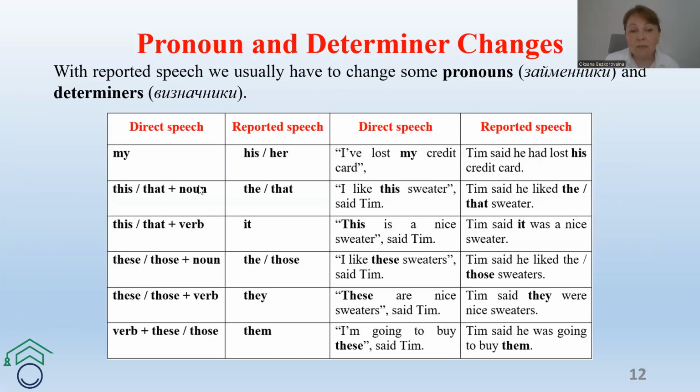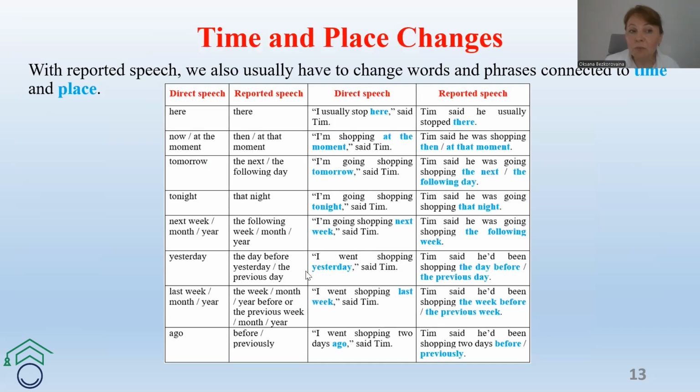So, this is the table of how we change pronouns and determiners. We change my into his or her, this, that, into the or that, these, those, into they, yeah. And verb plus these, those, we change into them, yeah. And besides that, in reported speech, we have to change some words and phrases connected to time and place. These changes are also quite natural, yeah? Can you see the screen, yeah?